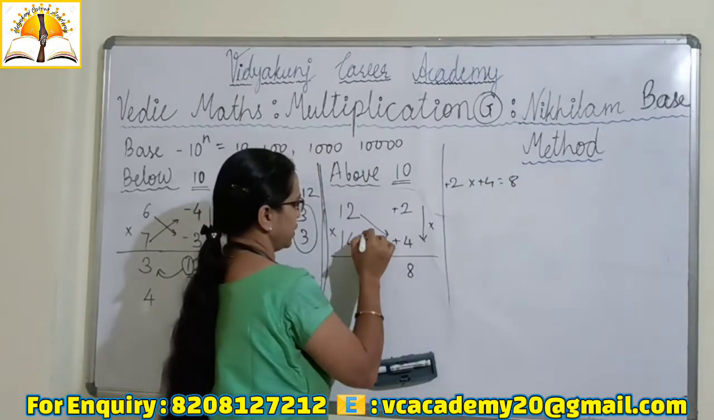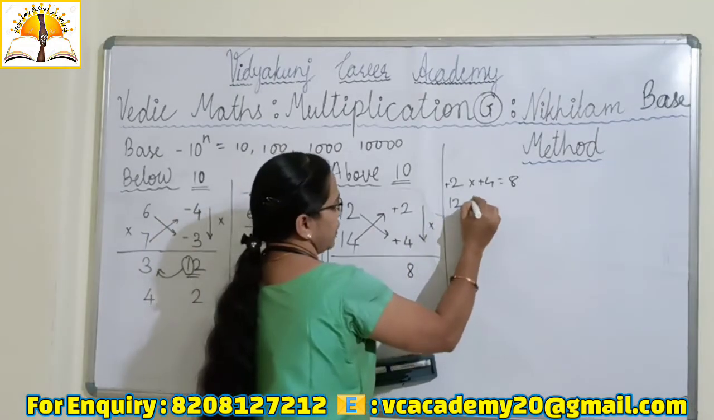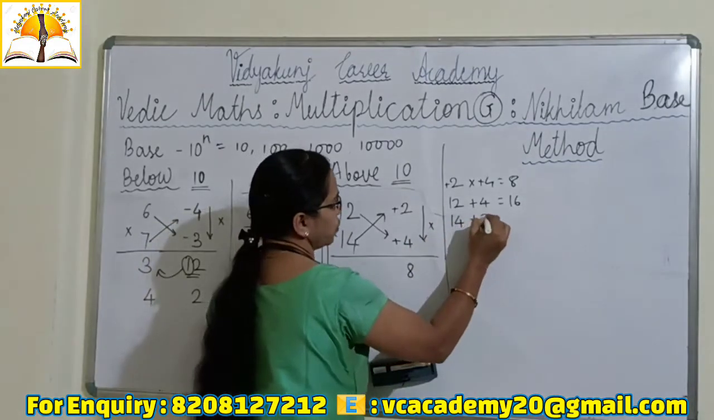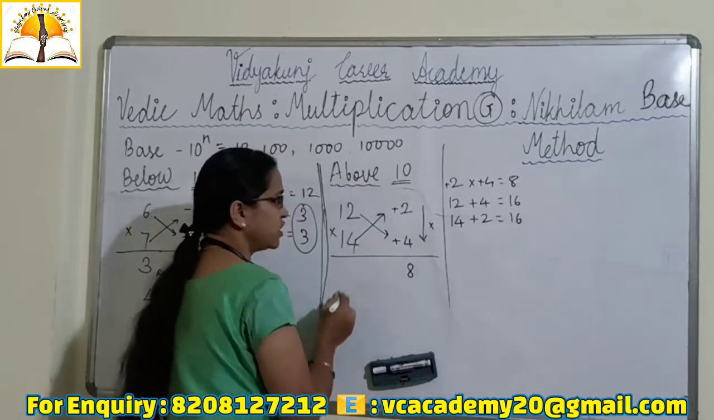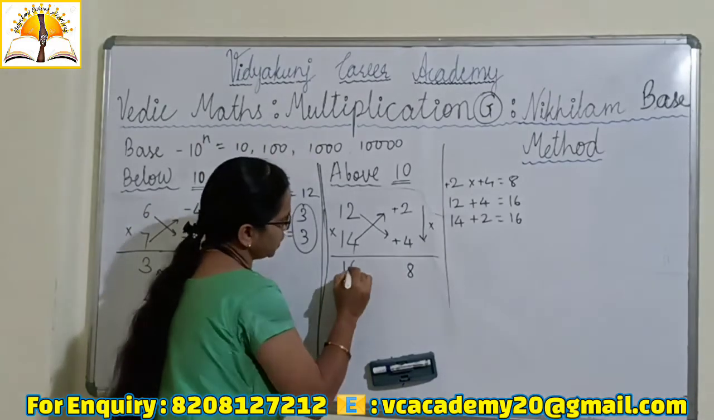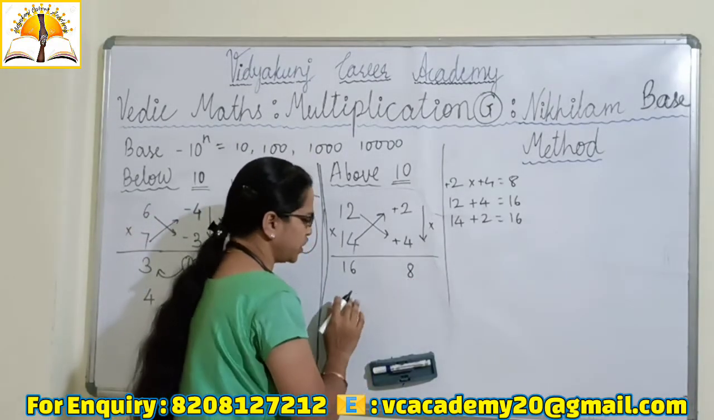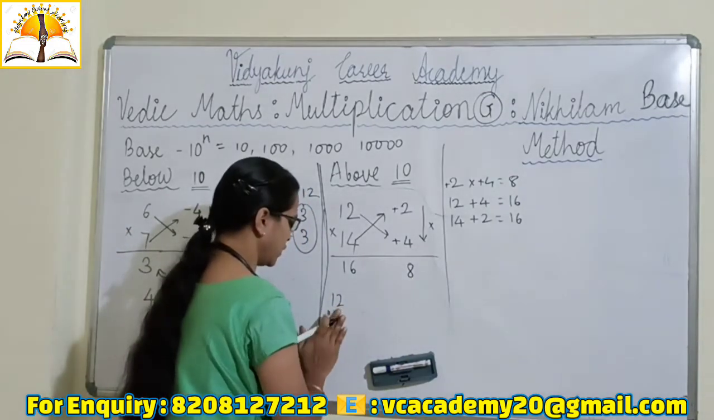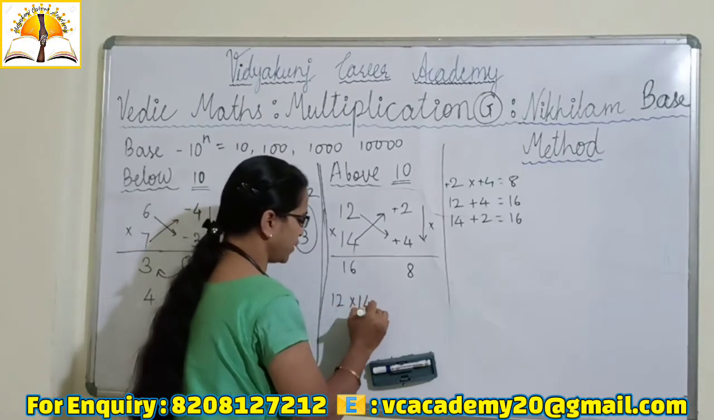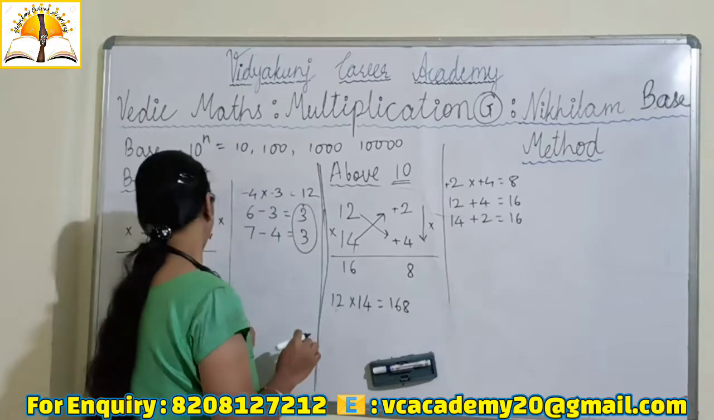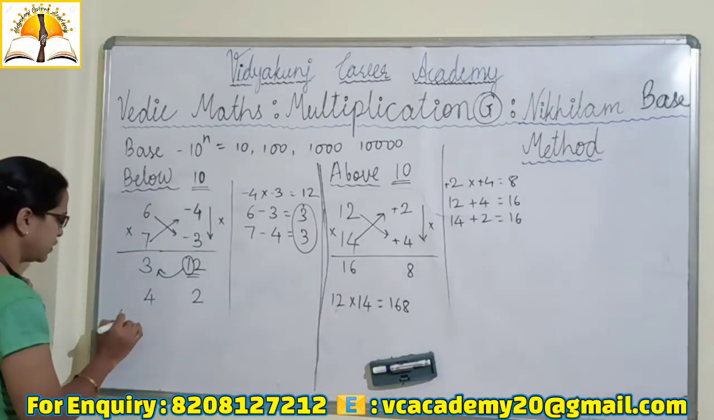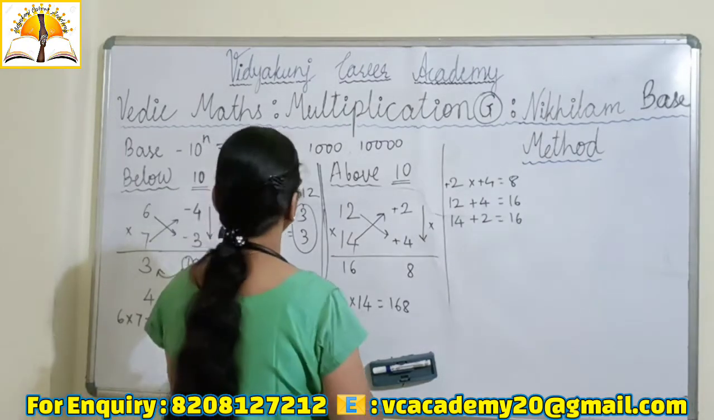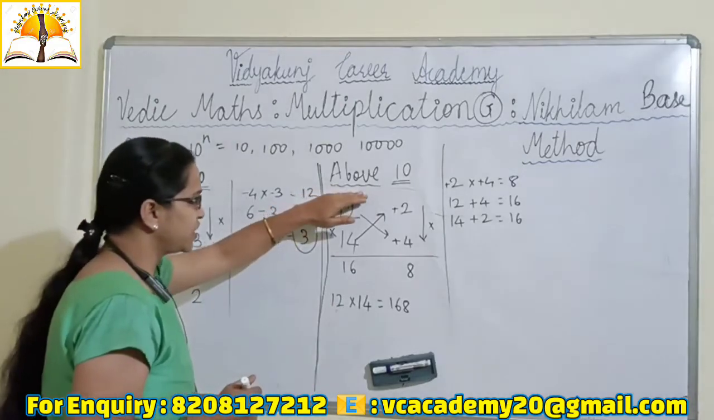Now see here. 12 plus 4 is equal to 16. 14 plus 2 is equal to 16. Then I have to write 16. Here it is a one digit number, so carrying is not required. What is its answer? I will write it in this way, then you will get 168. I have written 6 into 7 is equal to 42 also in this way.